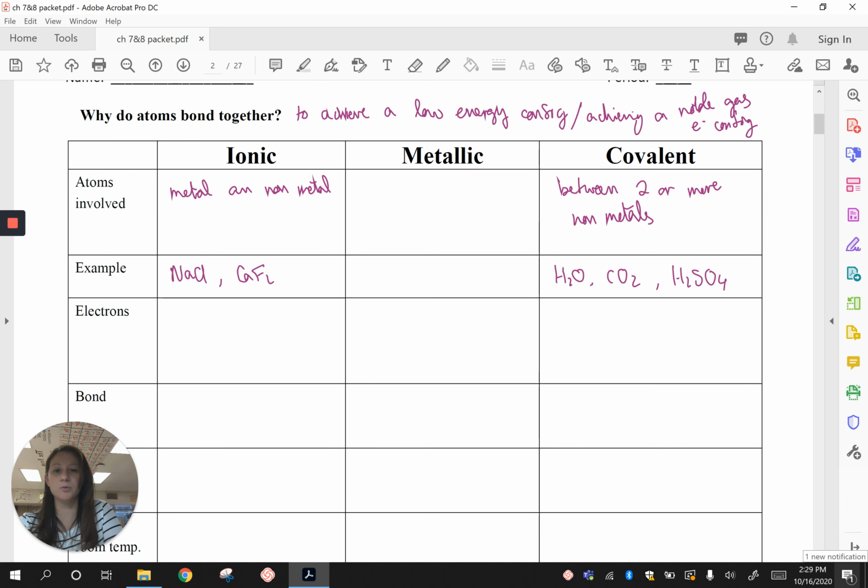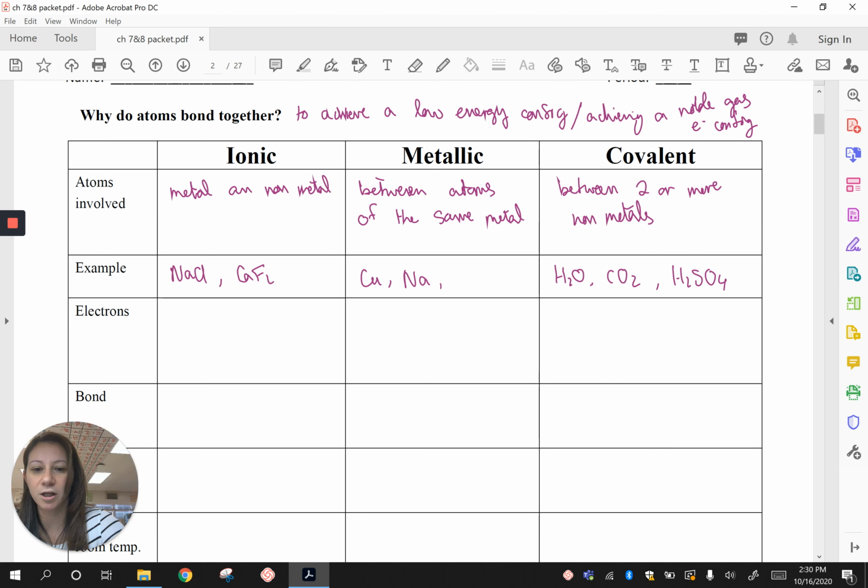Metallic bonding might be new to you. Metallic bonding occurs between atoms of the same metal. So for example, let's say I have a piece of copper, and the copper atoms are all bonded together metallically. So for examples of metallic bonding, you could pick any metal on the periodic table: copper, sodium, potassium, cobalt, gold, iron, any of the metals on the periodic table.